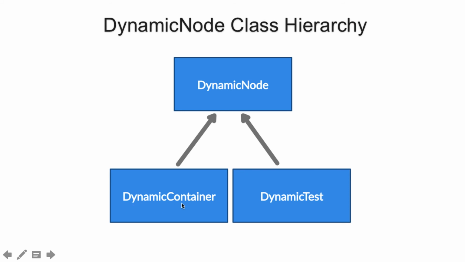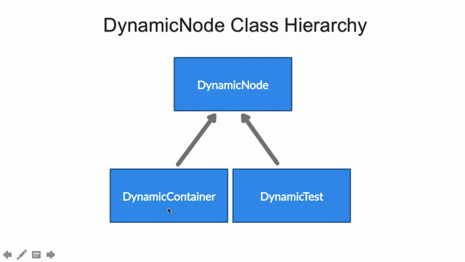There is one more class which is known as dynamic container. As the name suggests, container. When we create a dynamic container, it can have multiple dynamic tests, and it can also consist of other dynamic containers. You can think of a dynamic container as a group of dynamic tests along with other dynamic containers, basically a composition of dynamic tests and dynamic containers.